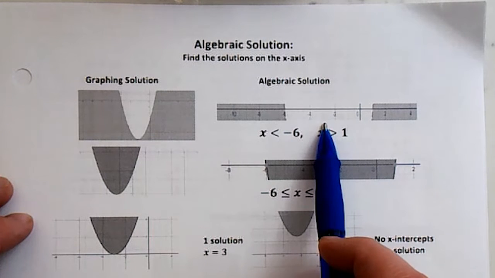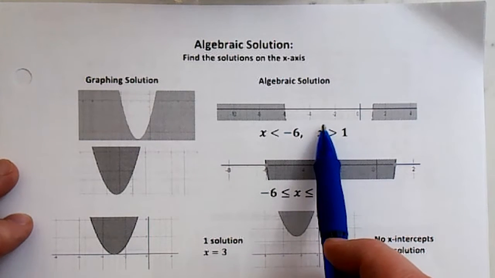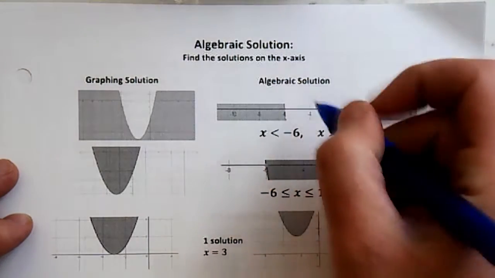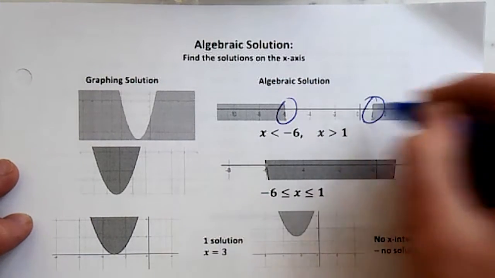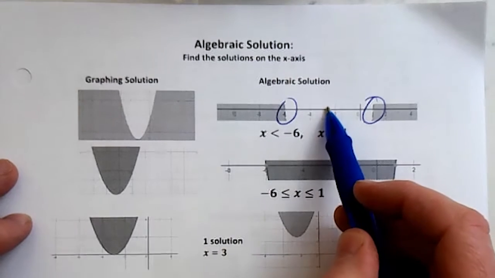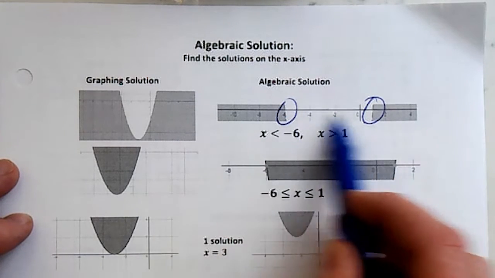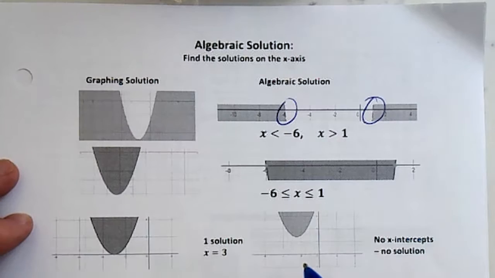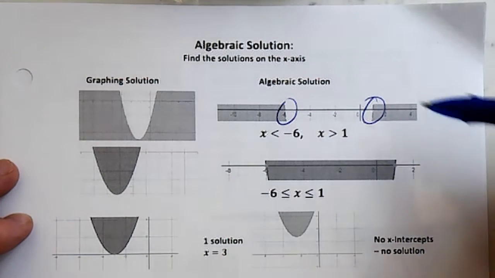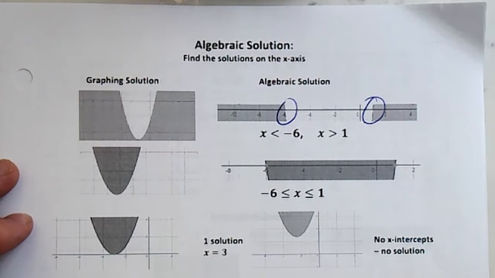So how do we find this without graphing? What we do is we find the x-intercepts, and then we check, is the inside the solution? And if it is, everything inside between the intercepts is a solution. If it's not, then the outside is the solution.